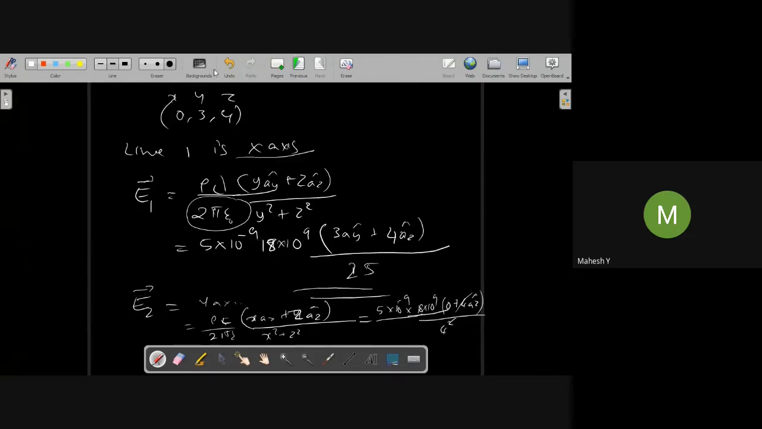And what is the final E? Okay, final E is E1 plus E2. Is this clear? So this is how you have to find the value of E. So simplify this expression and find the value in your notebook.